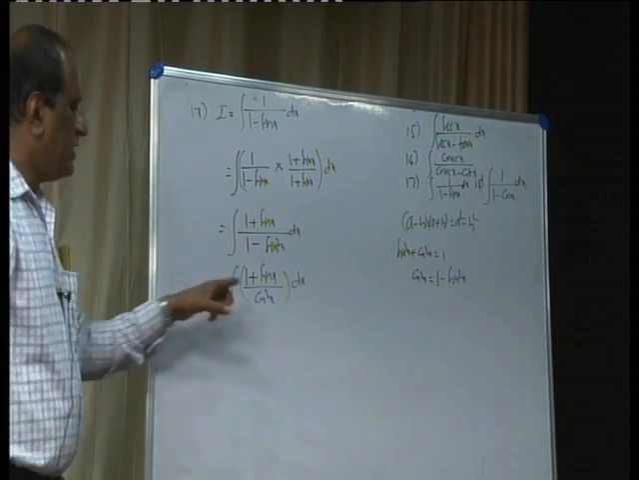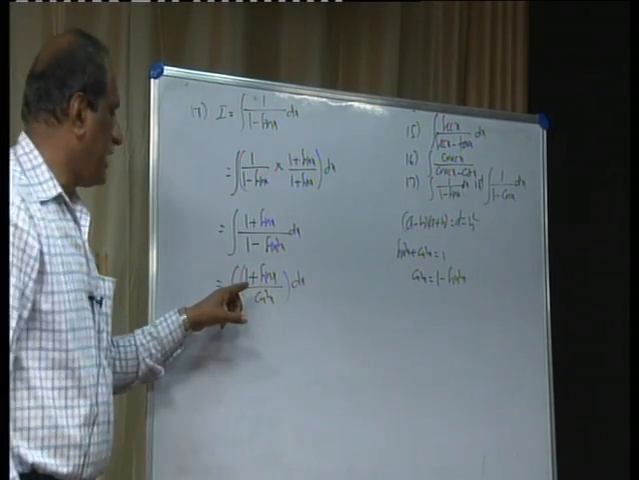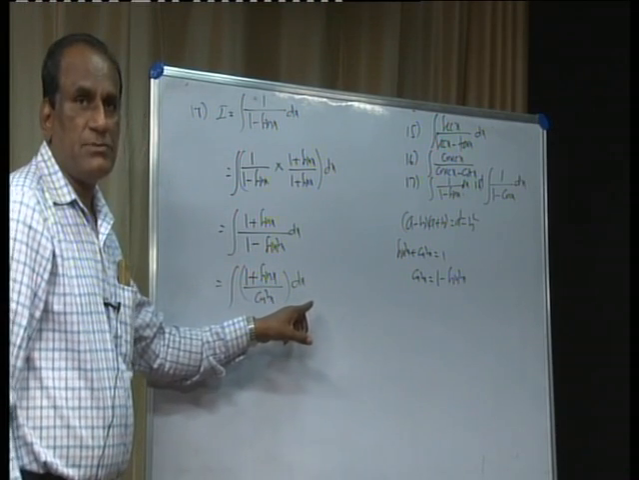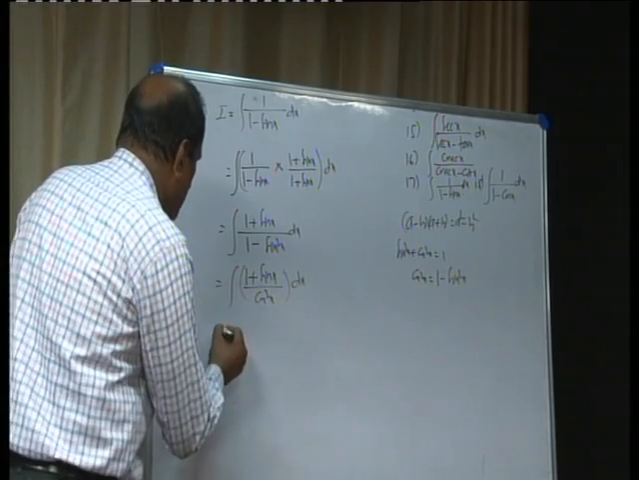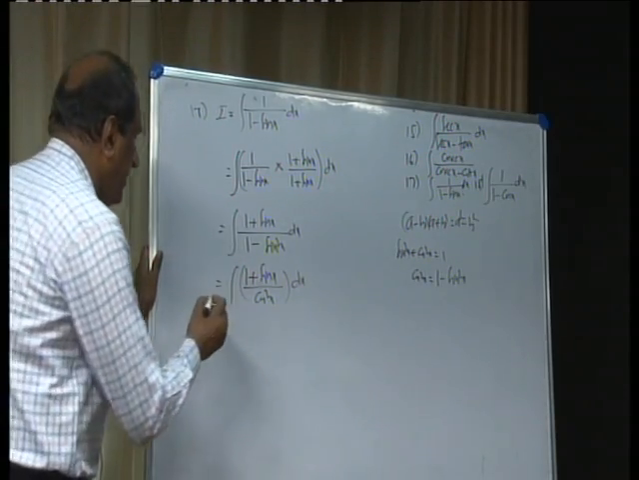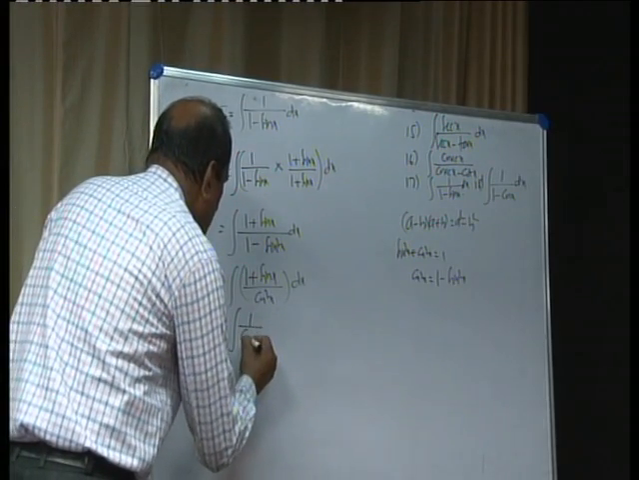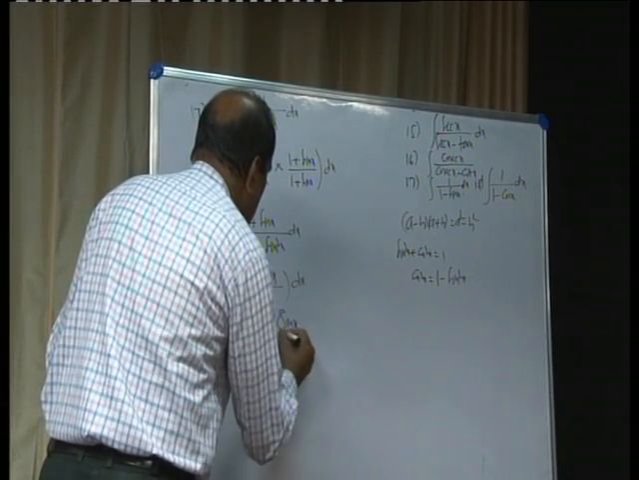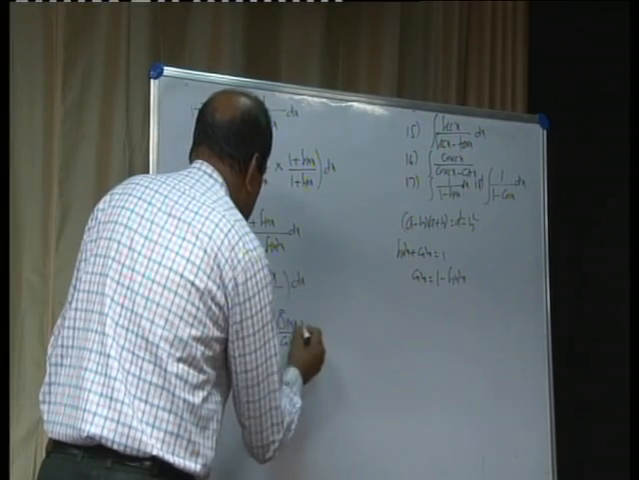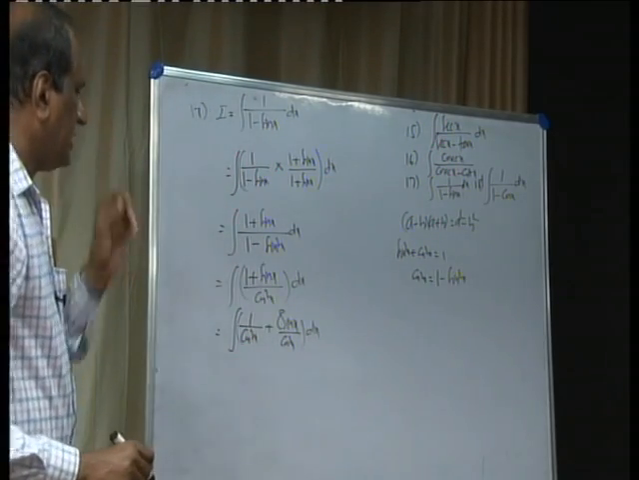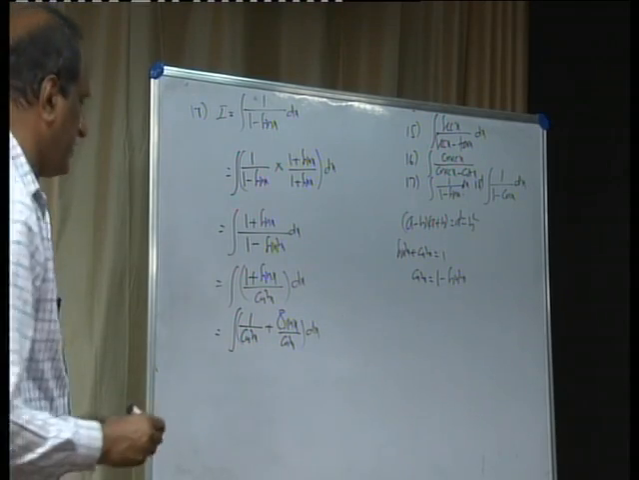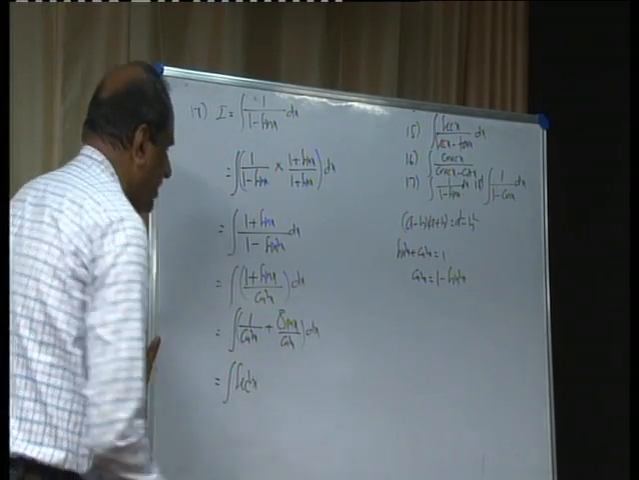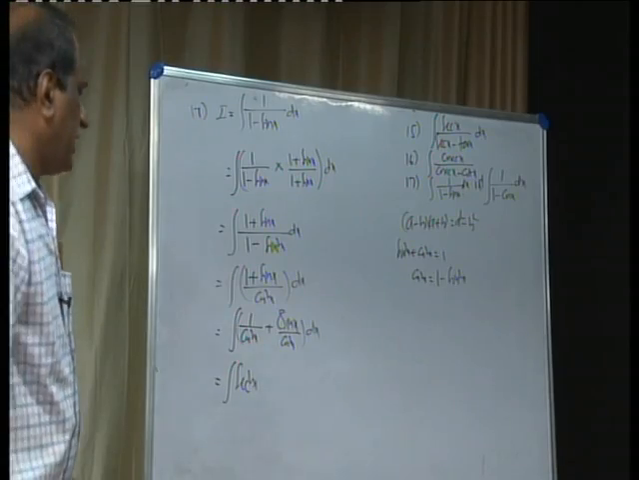Now, see here, there is only one term in the denominator and two terms in the numerator. In such a case, we can split into two fractions, with cos square x as the common base. That is the integral of 1 by cos square x, plus sin x by cos square x, dx. Here, 1 by cos square x is nothing but secant square x.